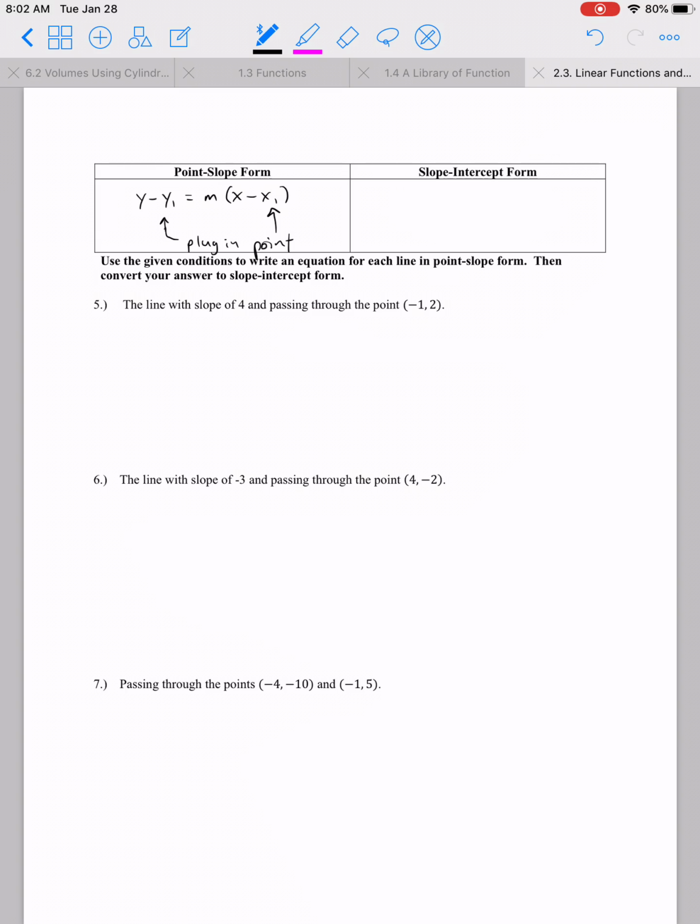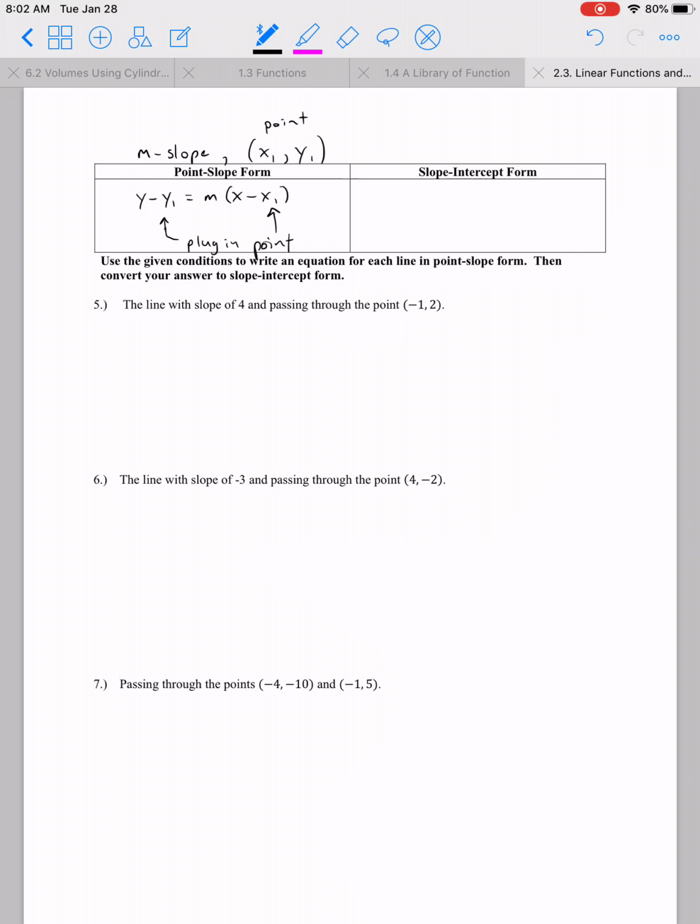So if you were given the slope and you were given the point, you can immediately put it into this form and do that. All right, where m is your slope and x1 comma y1 is your point. That's a point, any point on the line.